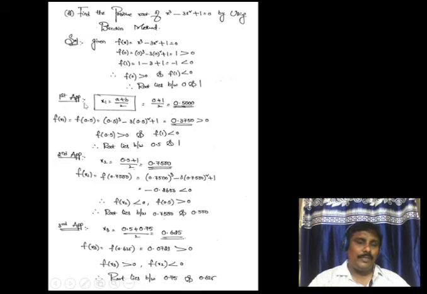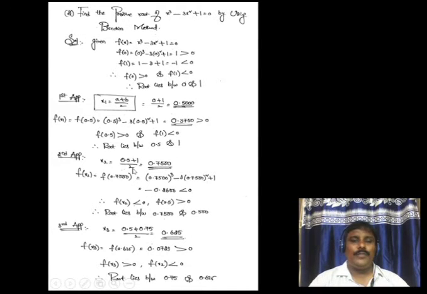Now I will take the first approximation. I already know the formula is x1 equal to a plus b by 2. So I got 0.5, and I put this value in the given equation. Next I have f of x1 greater than 0, so I will look for a value less than 0. Here f of 1 is less than 0. So f of a is greater than 0 and f of b is less than 0. Therefore, the root lies between a and b.